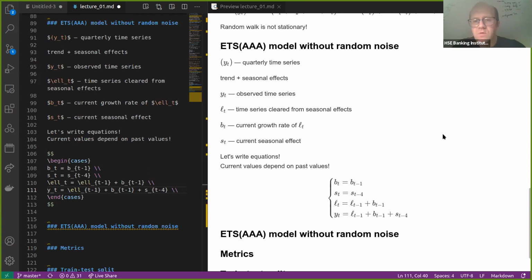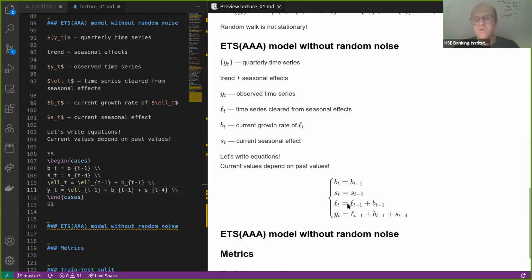Why ST minus 4? Because we are building a dynamic model. In a dynamic model, we express current value using past values. So we cannot use current values in the right-hand side. So this part should contain only past values.